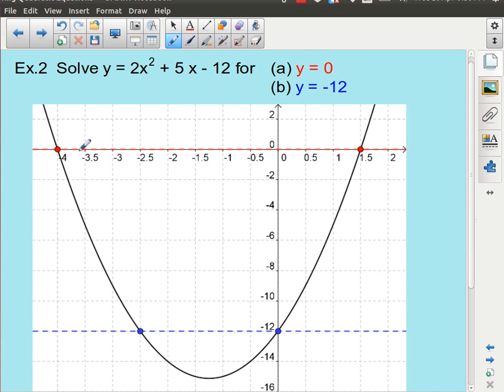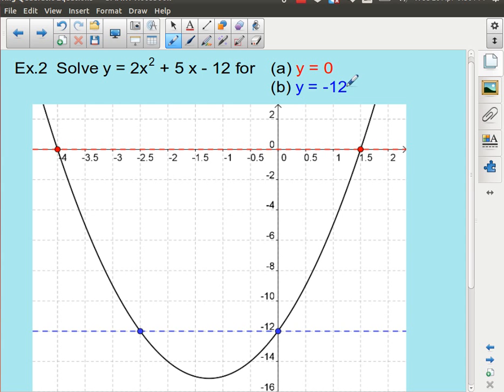In red, I've drawn y equals 0. Well, y equals 0 is a horizontal line at the height of 0. The y value is 0. So essentially that's the x-axis. So when you are solving this equation for y equals 0, you are finding when does this parabola cross the x-axis, or when does it cross the line y equals 0. That's what it means to find the zeros.